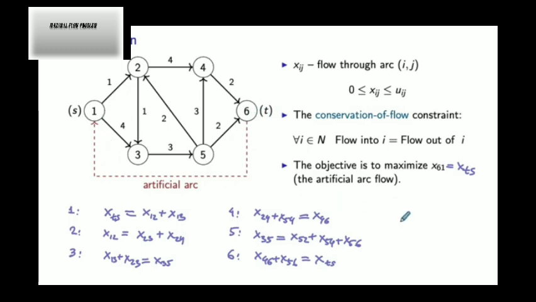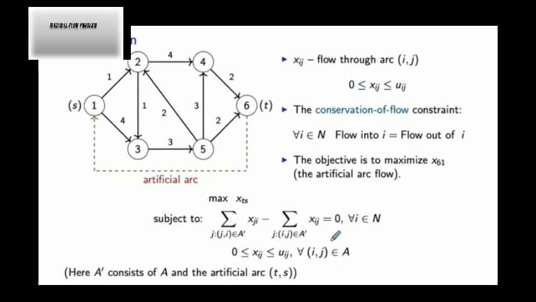So the objective function is to maximize the total flow, given exactly as xts. In this case, we are maximizing xts, our artificial flow that returns from sink to source.